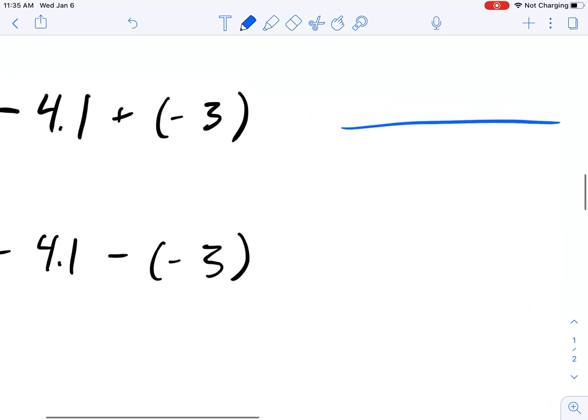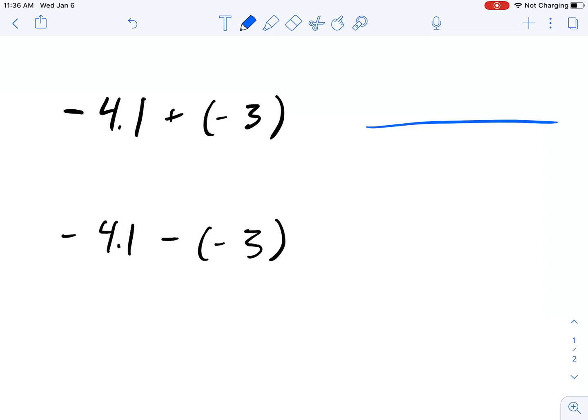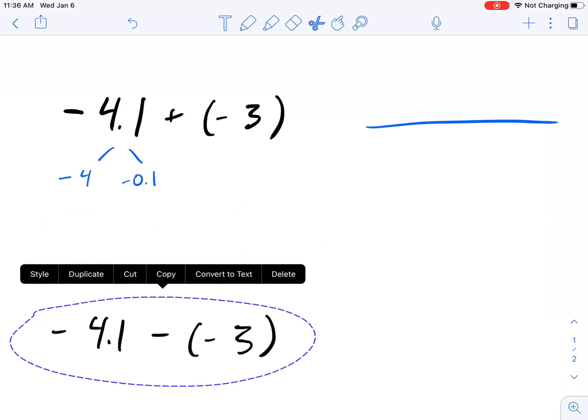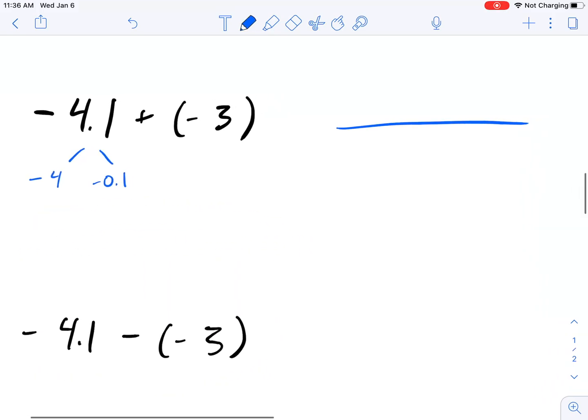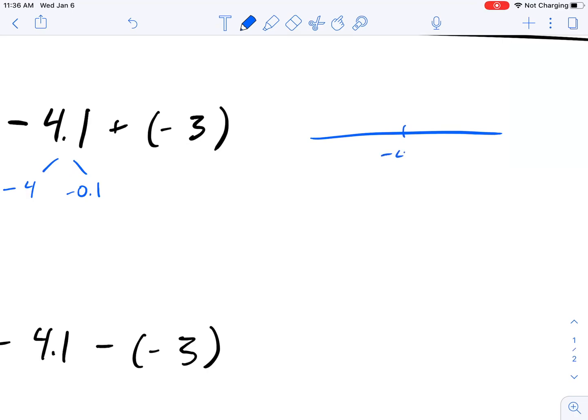So let's make our number line, and we start at the first number. Now there's a couple different ways to do this. If you want to break this down into -4 and -1/10, you can do that, okay? So I'll go through this doing both of these two different strategies, okay? The first way, I'm just going to start at -4.1.